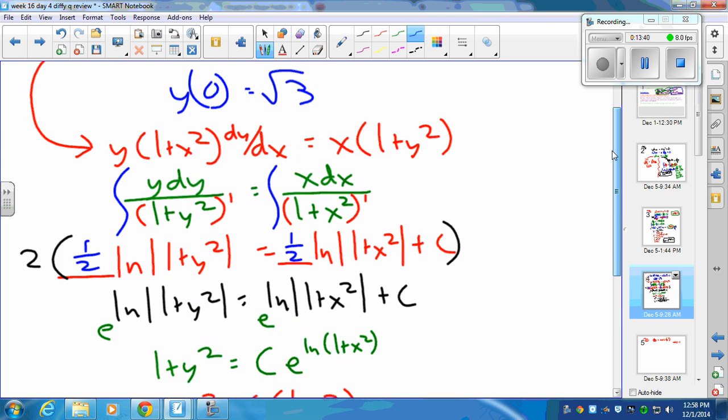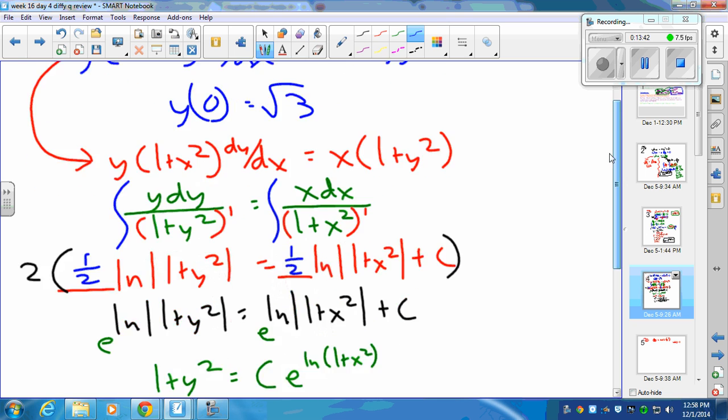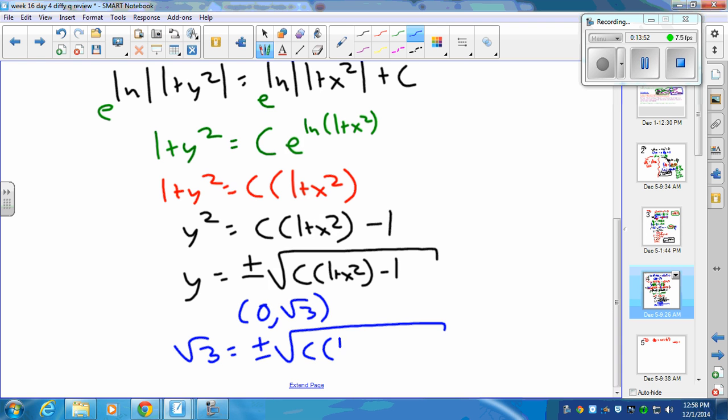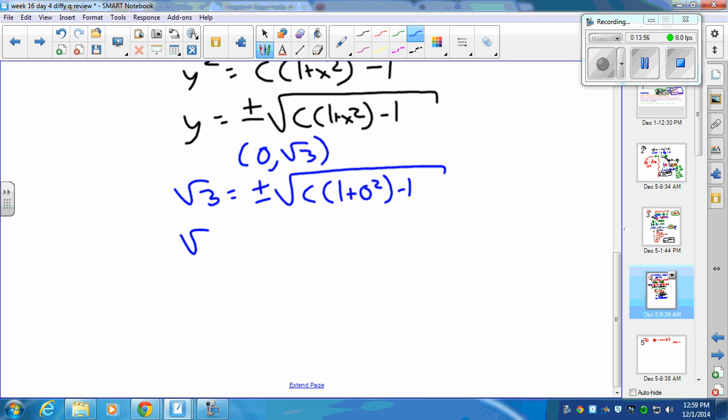But I have here 0 comma square root of 3. So 0 comma square root of 3. When I plug that in, square root of 3 equals, I still don't know which one it is, plus or minus. I need to decide that. Square root of c(1 plus 0 squared) minus 1. Let's see, square root of 3 equals, I still don't know if it's plus or minus, square root of c minus 1. Well, stare at that.